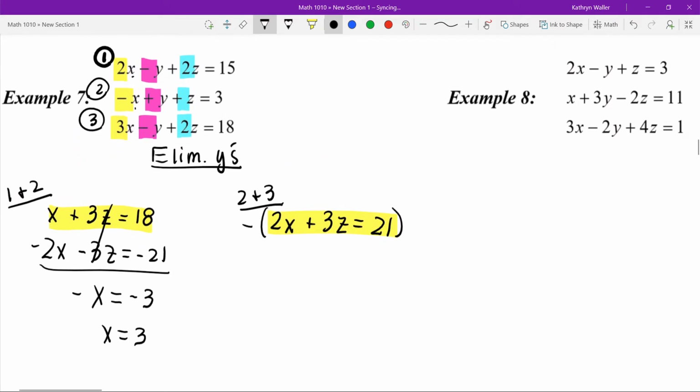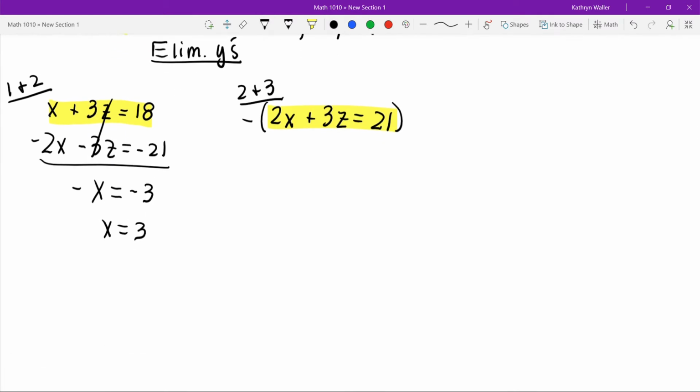So I'm going to come up here to the top, and I know my answer is going to be x, comma y, comma z, and I know right now that x is 3. Okay, now look what you do. So look what I did. Everybody watch. Eliminated the y's, pulled these together, and I got my x.